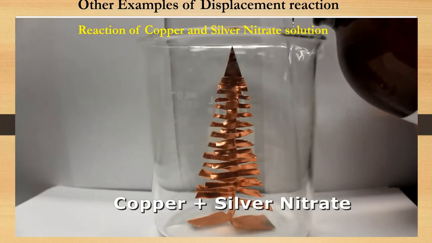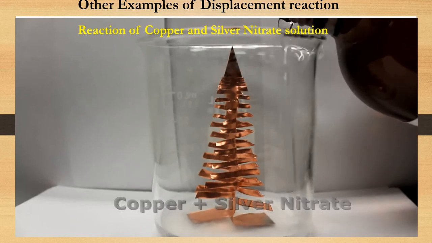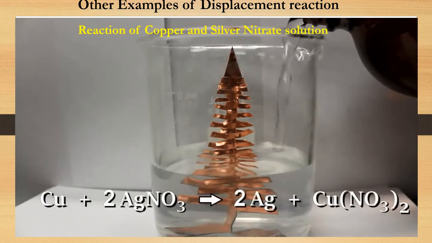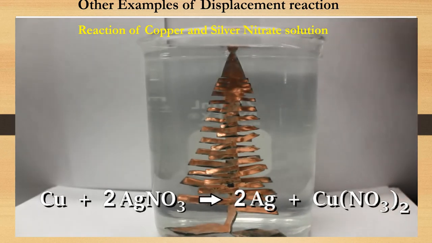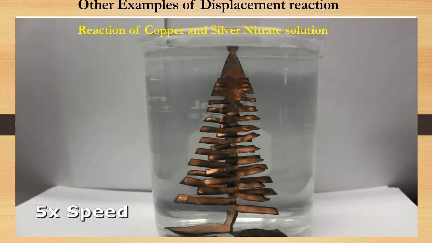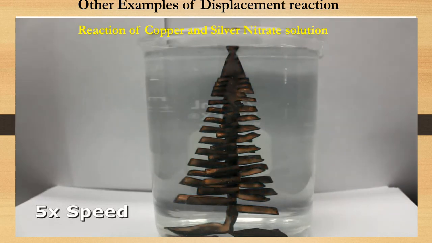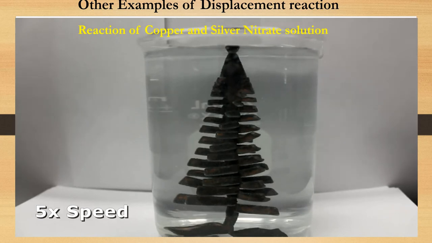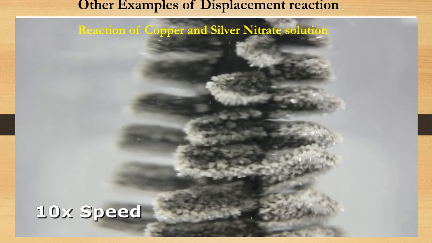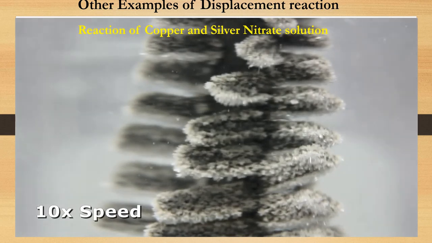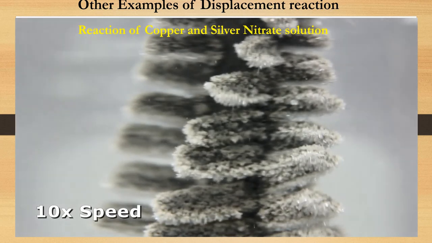Another example is copper and silver nitrate solution. Here you can see there is a copper strip which is dipped in silver nitrate solution. Silver nitrate solution is a transparent solution. Copper is displacing silver in the form of crystals because copper is more reactive than silver.